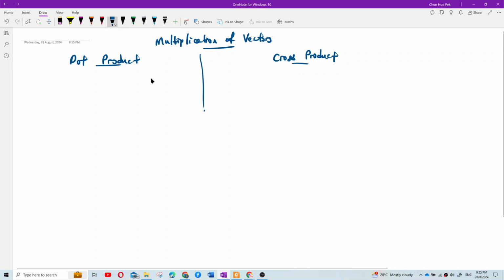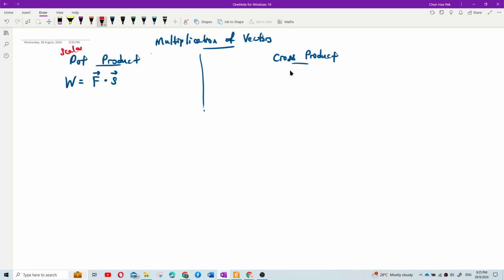You learned there are two types of multiplication of vectors, dot product and cross product. The dot product you learned in chapter 4, about work done and the work energy theorem. Work done is actually a dot product, F dot S. Dot product is also called a scalar product, because the work done is a scalar quantity, and the formula for F dot S becomes F S cos theta.